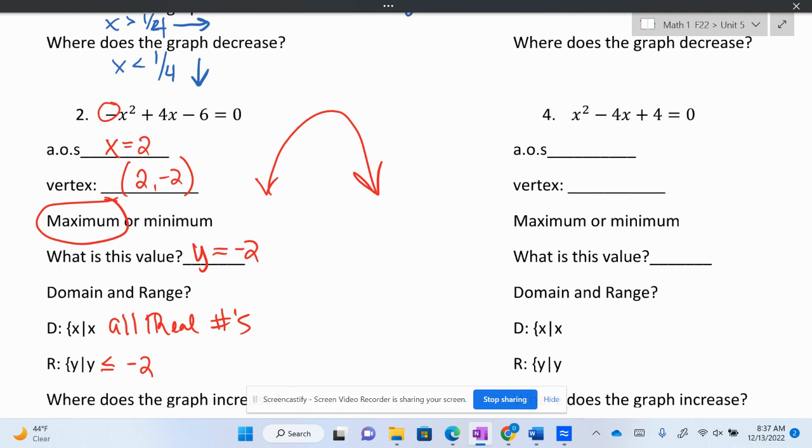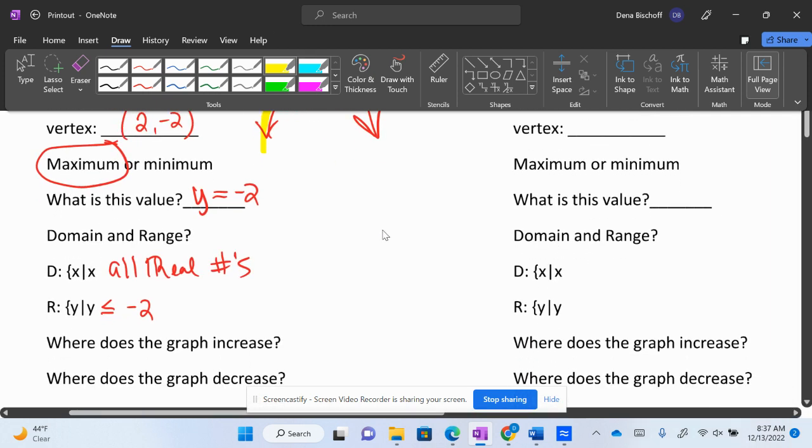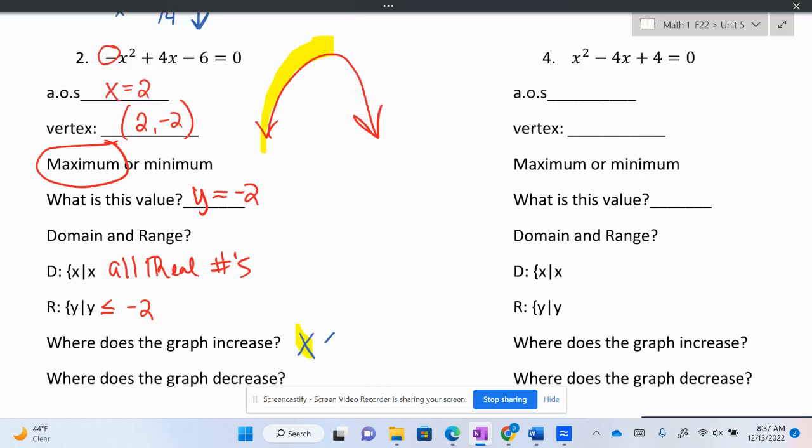Where does this graph increase? It's increasing on all the values of x that are less than 2. So it increases when x is less than 2. It decreases for all the values of x that are greater than 2.